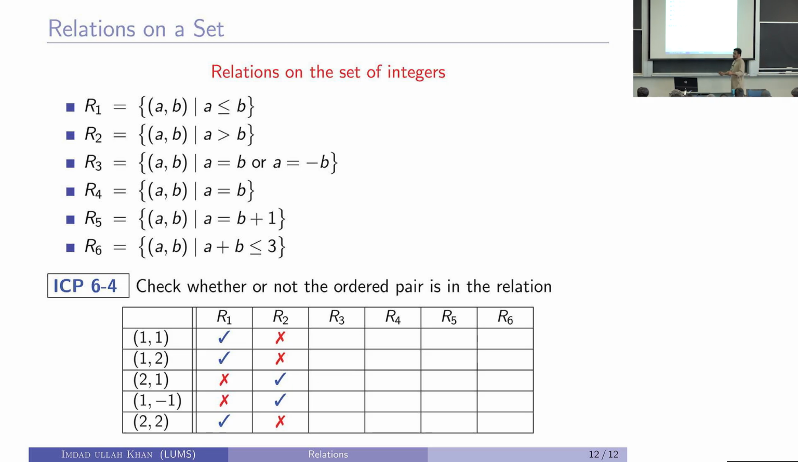Now, okay. So let's see R3. Now you have to write the rest of them. R3 is those elements A B, if A is equal to B or A is equal to negative B, right? So it's called the absolute value relation, right? So if A is equal to the absolute value of B, then we relate them, right? Then those pairs are part of R3.